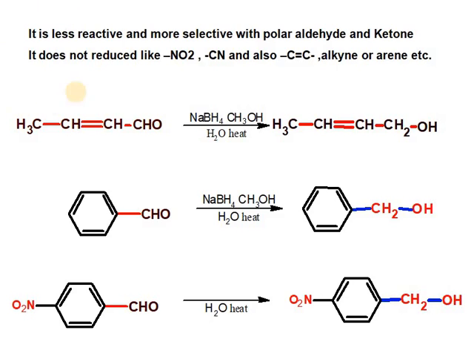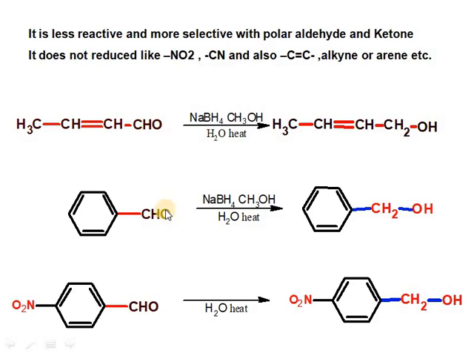From the examples clearly shown here, this unsaturated aldehyde is treated with sodium borohydride in methanol. It reduces only the aldehyde group to the corresponding alcohol. It does not reduce the carbon-carbon double bond; the carbon-carbon double bond is unaffected, undisturbed. So sodium borohydride selectively reduces only and only the aldehyde group to alcohol.